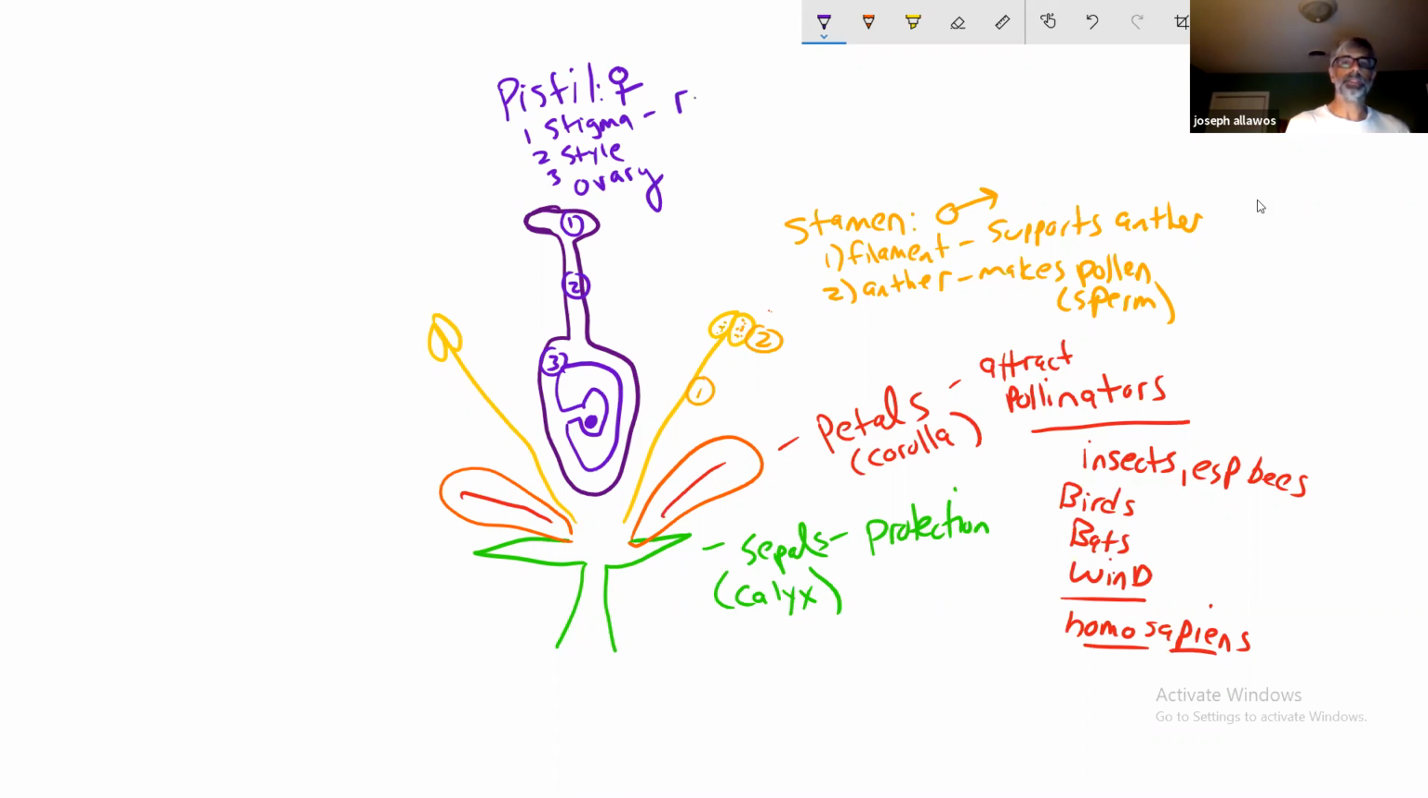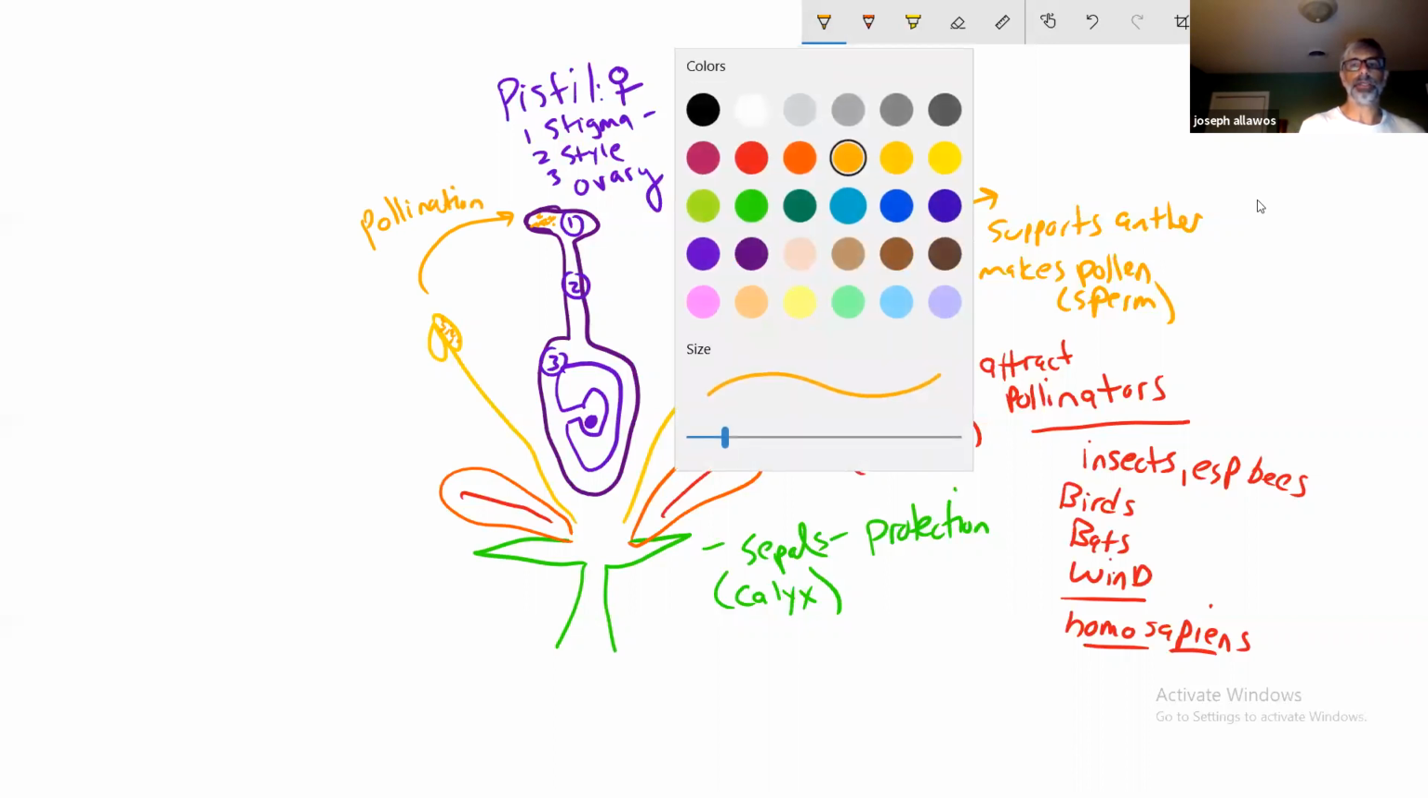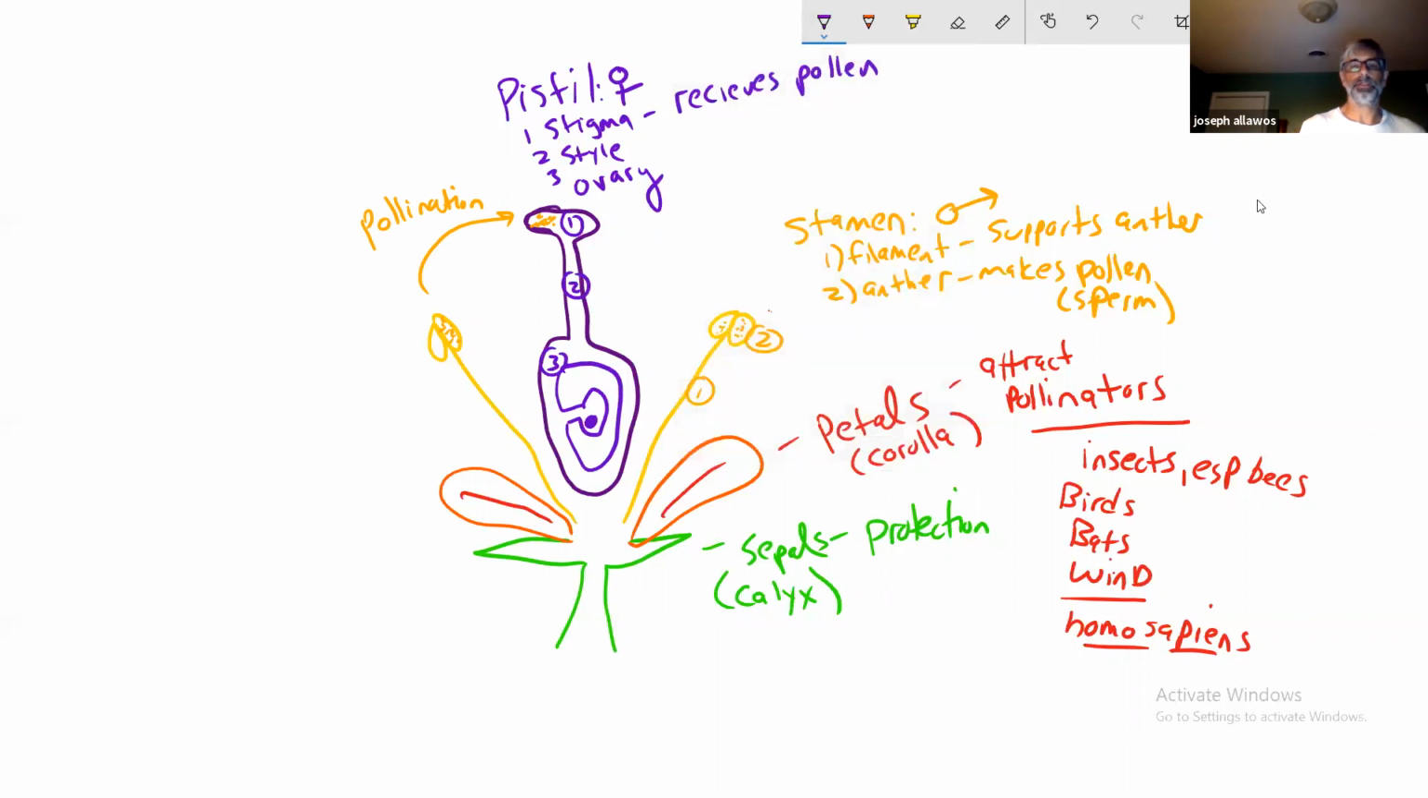The stigma receives the pollen. The stigma is often sticky or hairy. And if the pollen gets on there, here's some pollen. Let's say the pollen gets on there. Then we say pollination has occurred. Pollination and fertilization aren't the same thing. Pollination occurs first, fertilization occurs later.